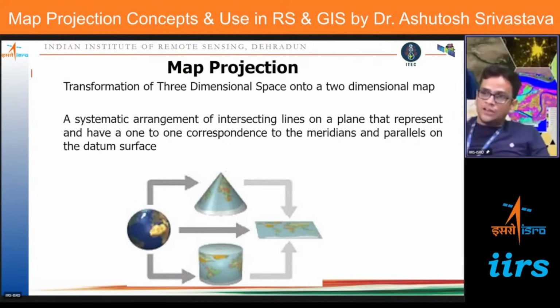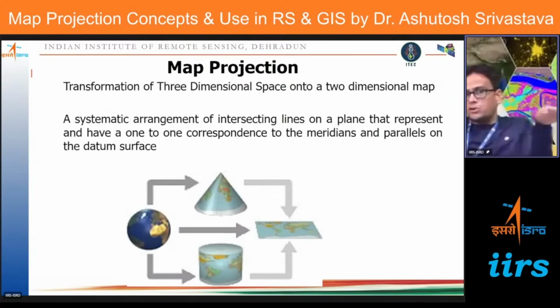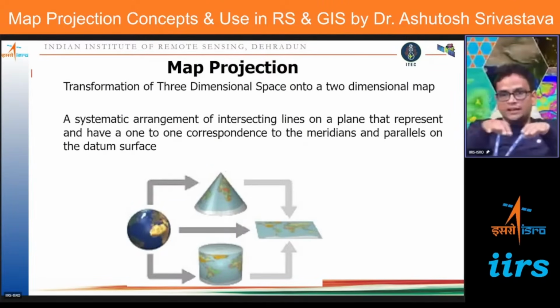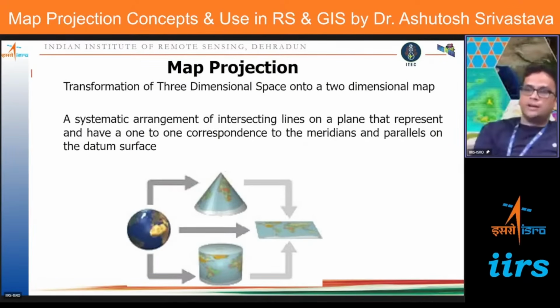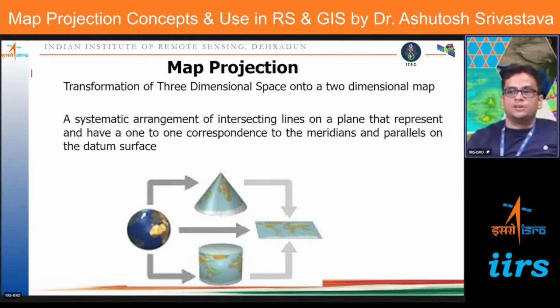Then we can use another geometry like a cylinder. So we can put a cylinder inside that globe. Then we project onto the wall of this cylinder and then we unwrap it. So we will end up with another two-dimensional map.